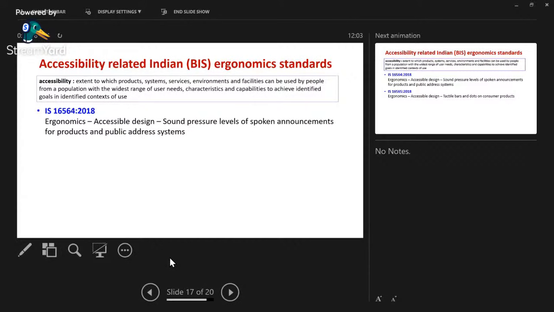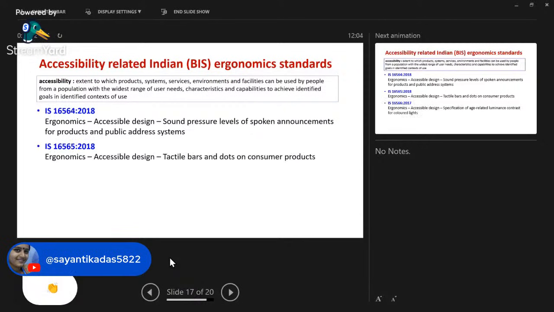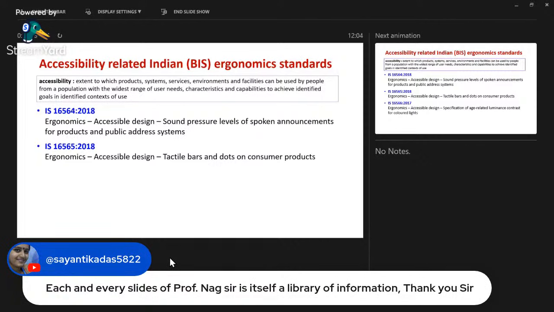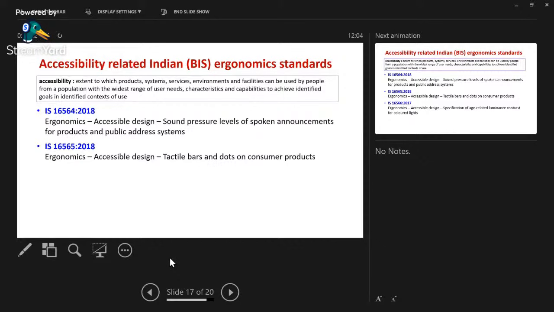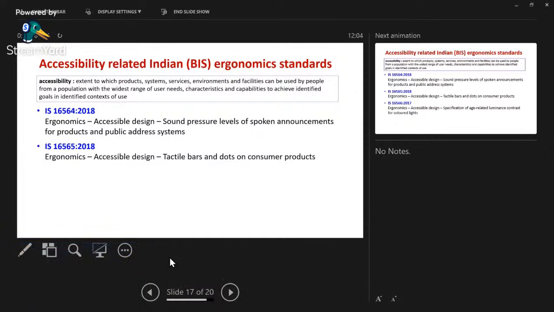The first Indian standard is on sound pressure level of spoken announcements for products and public announcement systems. If you're going to an airport or a railway station, what should be the sound level of the public announcements, so that it fits the widest range of user needs, characteristics, and capabilities? Then we have one for tactile bars and dots on the lift or other places or on the metro station, which will guide a visually impaired person to their particular goal, so that they can use the ATM, they can use the lift. What are the ergonomic requirements for tactile bars and dots? There is an Indian standard for that.